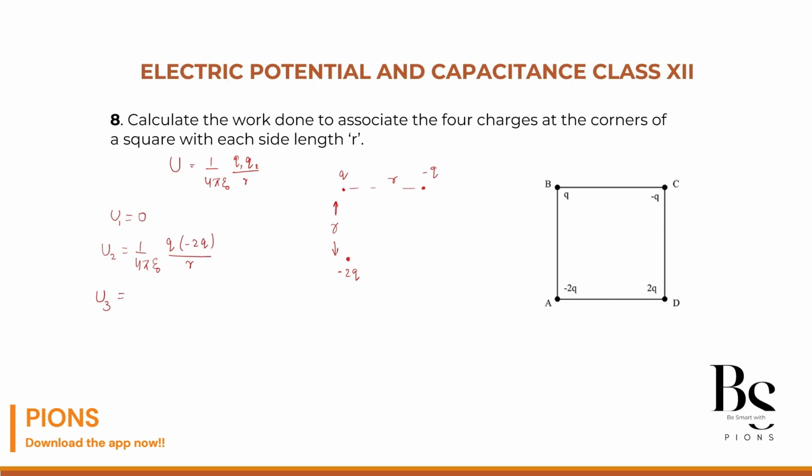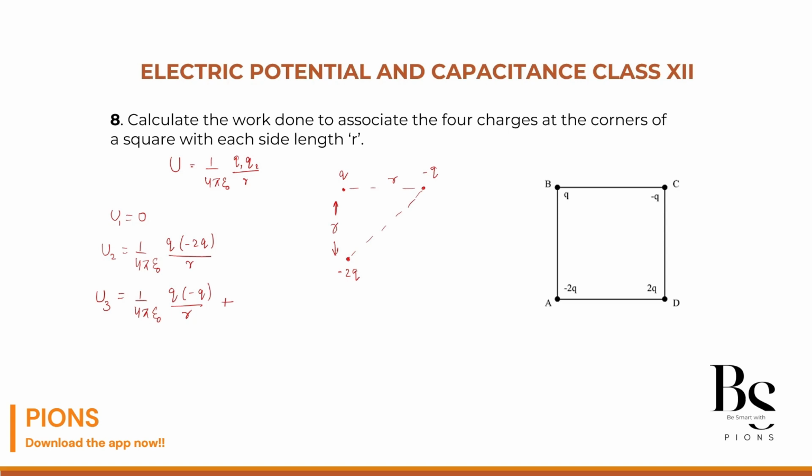And when you're placing it there, it will be 1 upon 4 pi epsilon naught, the first charge, the second charge, whole divided by r. This is the interaction of this with that. Plus, be very careful, plus the potential energy required to place these two charges. The interaction between these two charges.